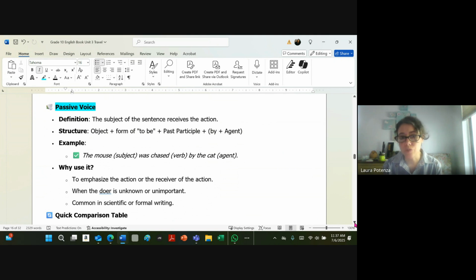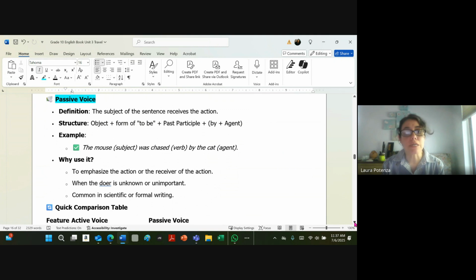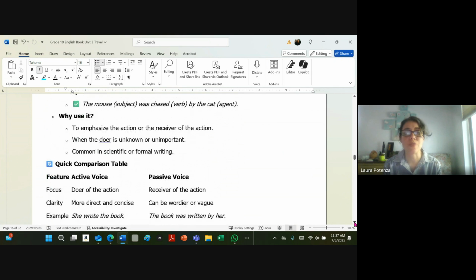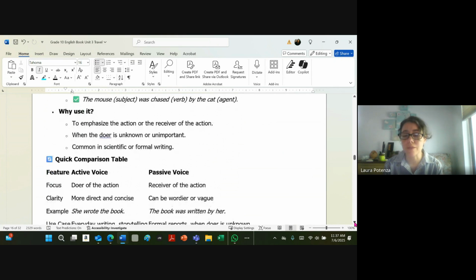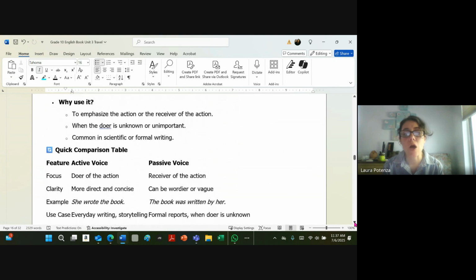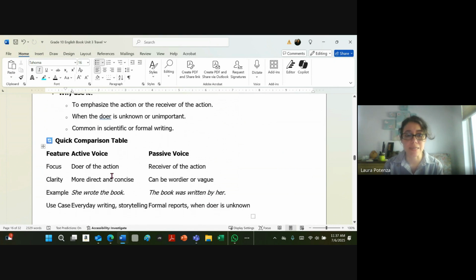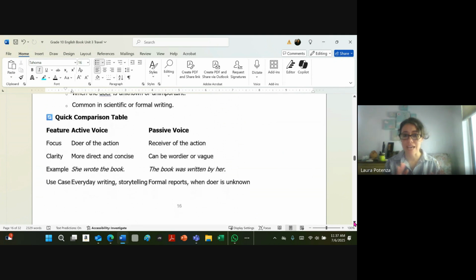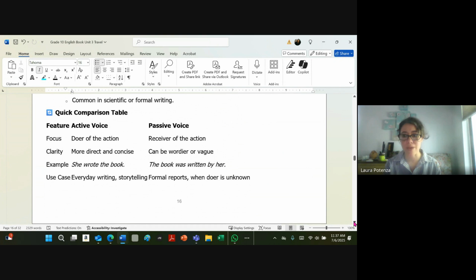So why would you use this type of sentence structure? To emphasize the action or the receiver of the action. When the doer is unknown or unimportant, it's common in scientific or formal writing. So the table below has the active voice compared to the passive voice. So the focus, you have the doer of the action for active, but for passive, it's the receiver of the action.